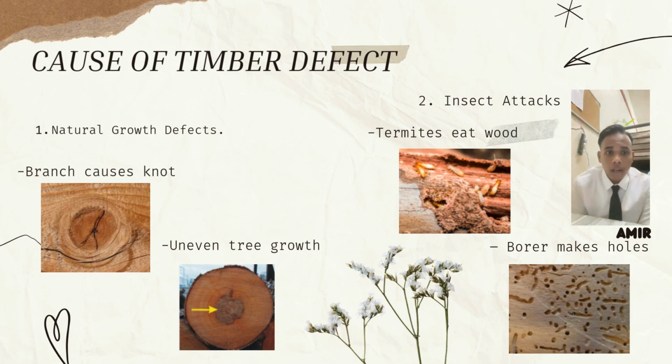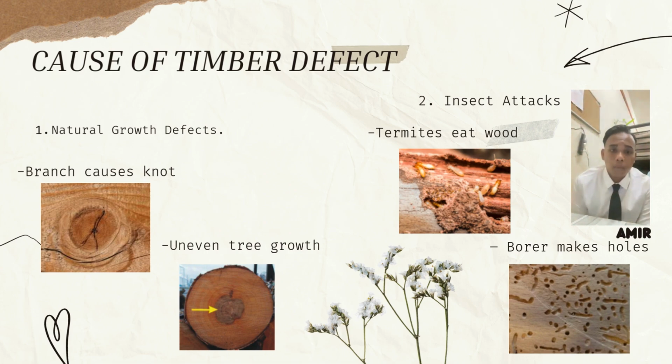And next, we see uneven tree growth. This happens when the tree doesn't grow straight or uniformly. It leads to stress inside the wood, which can reduce its quality.